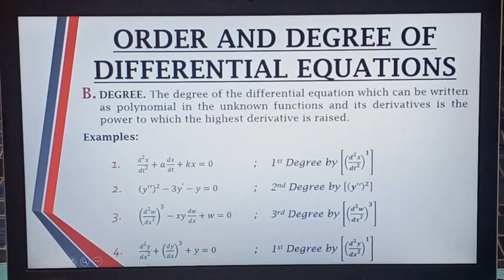So we have the highest, which is the second derivative, which is d squared y over dx squared. So ang exponent niya ay 1 stands for the first degree. Hindi po pwedeng kunin si dy over dx raised to 3 kahit na mas mataas yung exponent niya comparing to the second derivative, kasi nga the degree is defined as the exponent of the highest derivative. Since ang highest derivative natin is second derivative, so you will be getting the exponent of the second derivative, which is 1. So this equation has first degree.